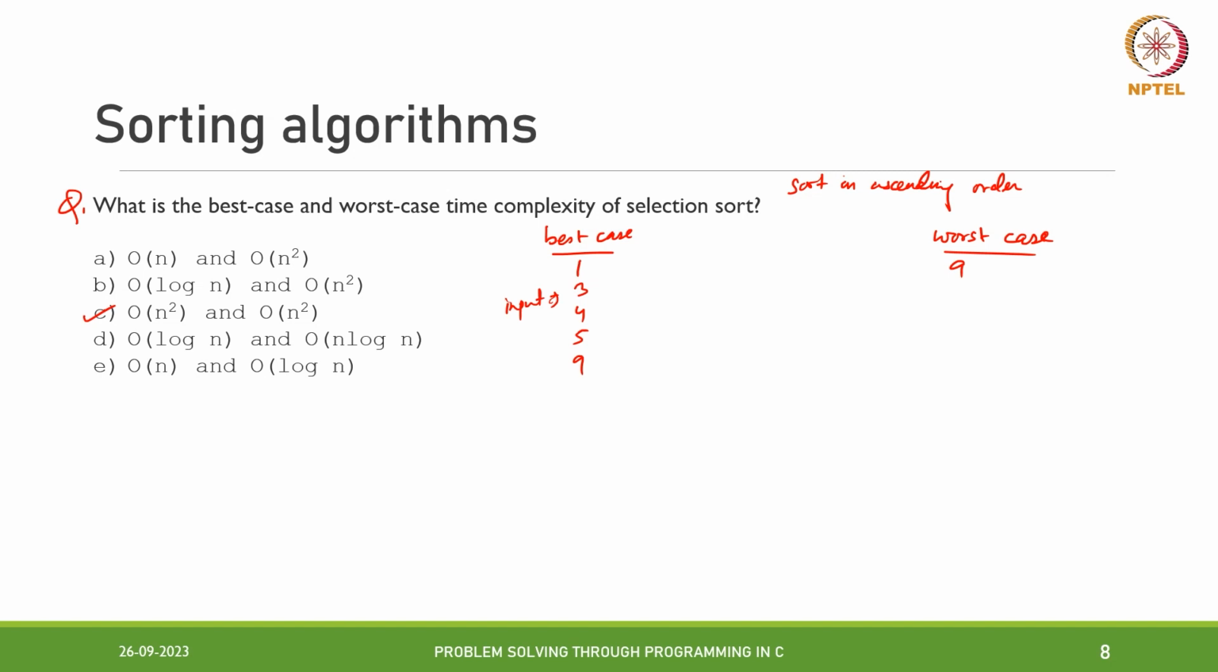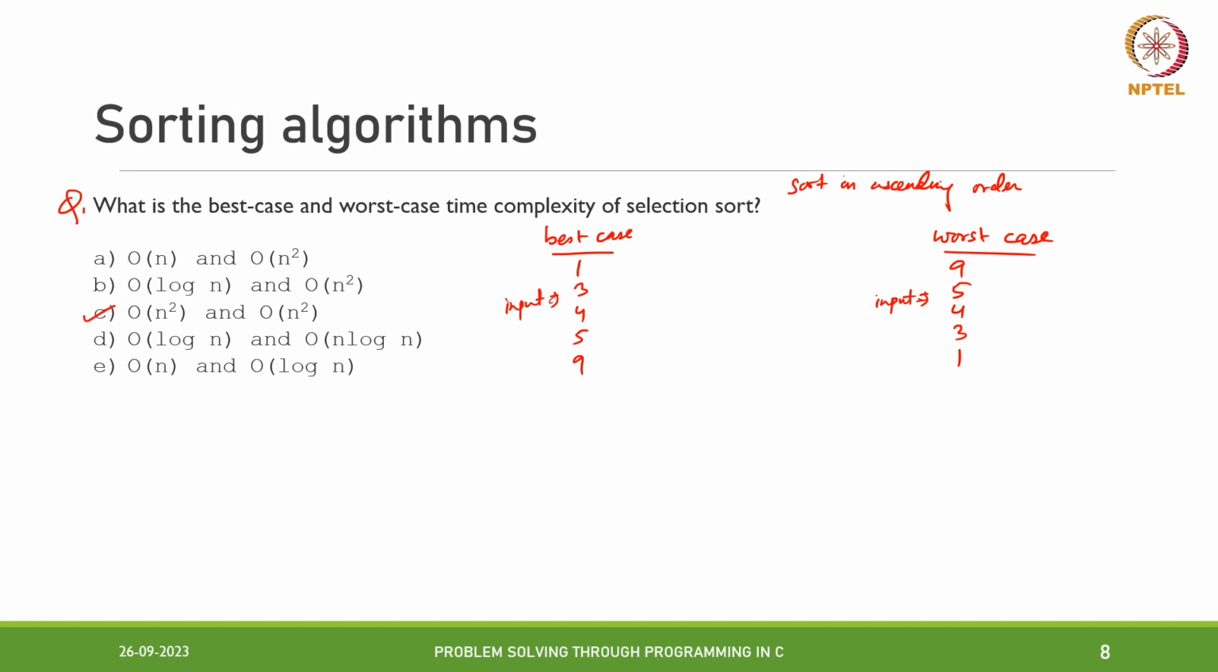The worst case input would be just everything in descending order. So 9 5 4 3 1. This is completely in descending order, and I need to put it in ascending order. So it's the worst case time complexity. So let's count the number of operations.